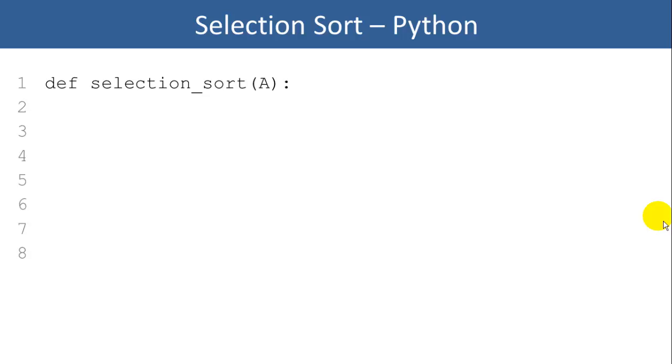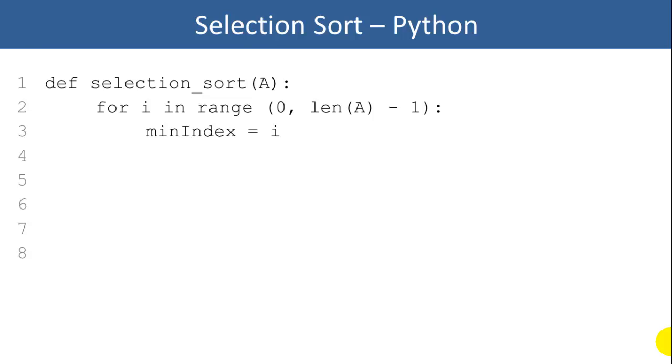So let's look at how we can write a selection sort program in Python. First we'll define a selection sort function, and we'll accept a list called A. Our outer loop variable, i, goes from range 0 to the second to last item in the list. And the first thing we want to do inside the loop is set min index equal to i.